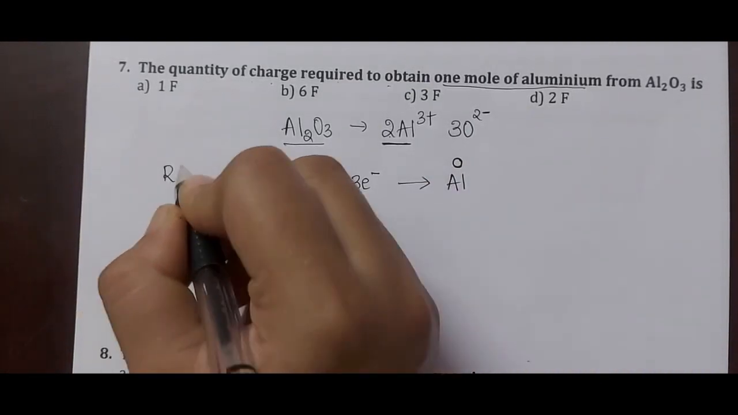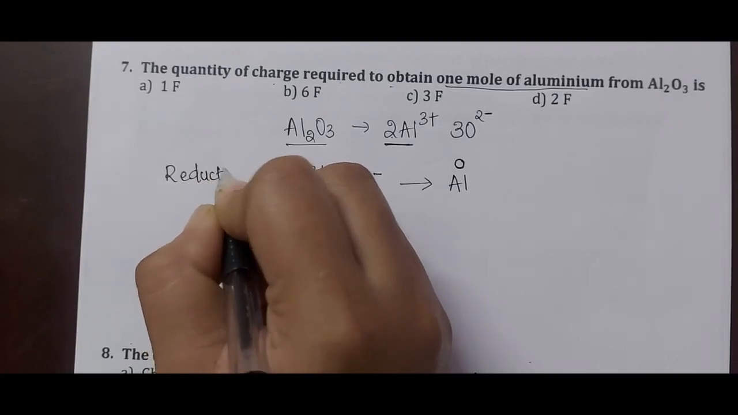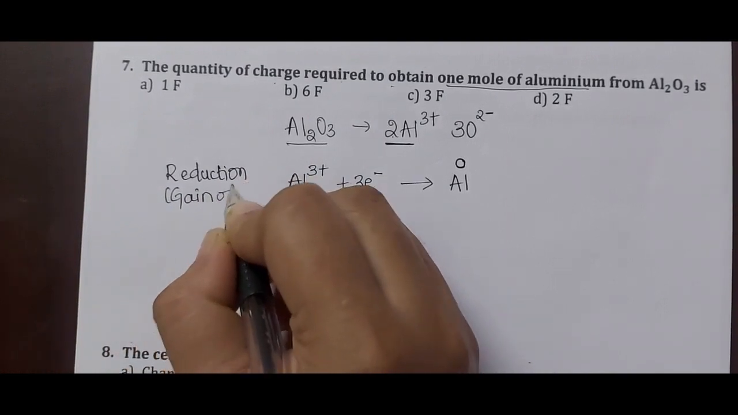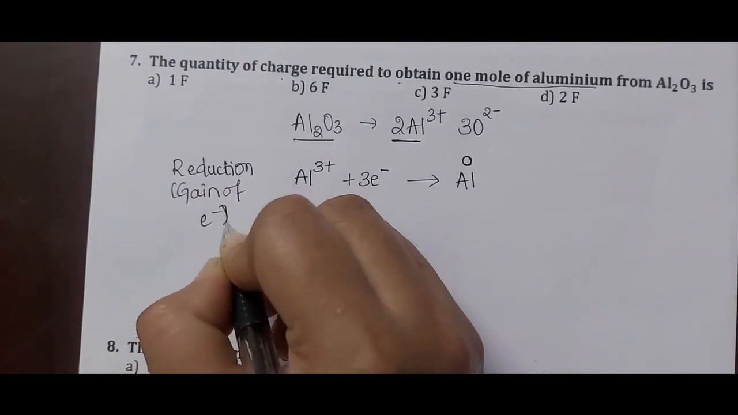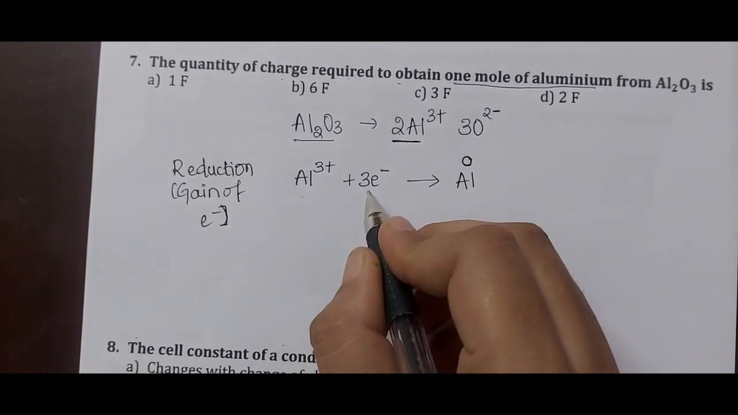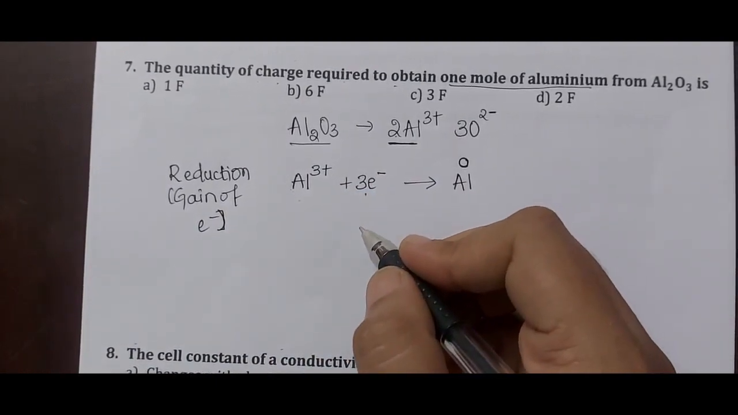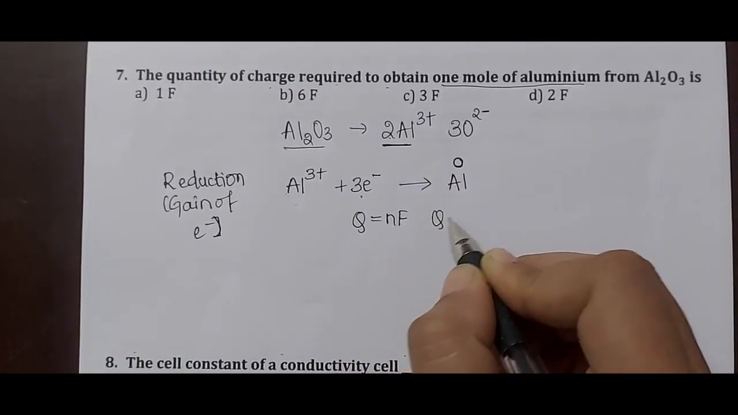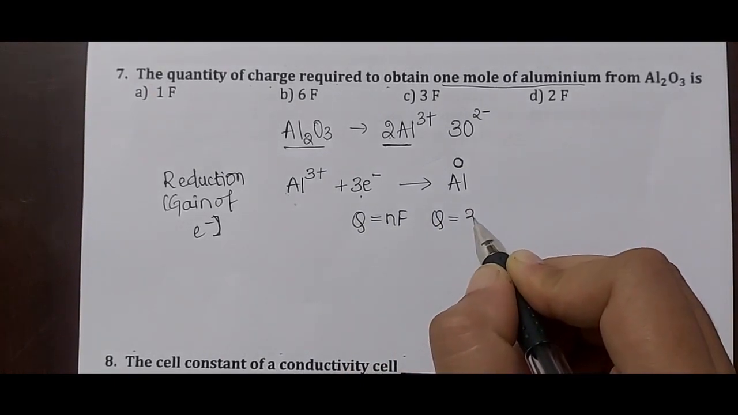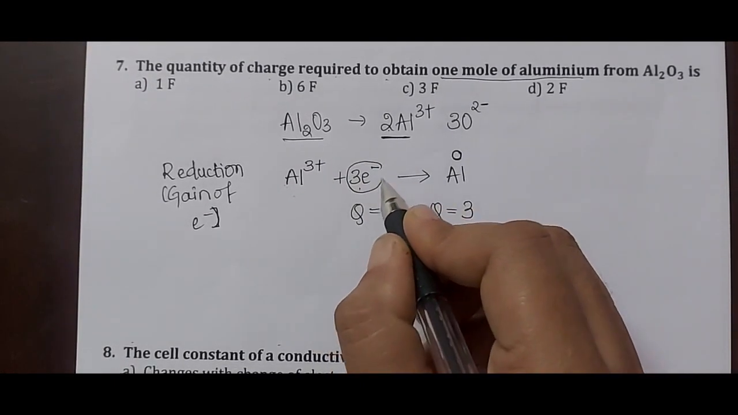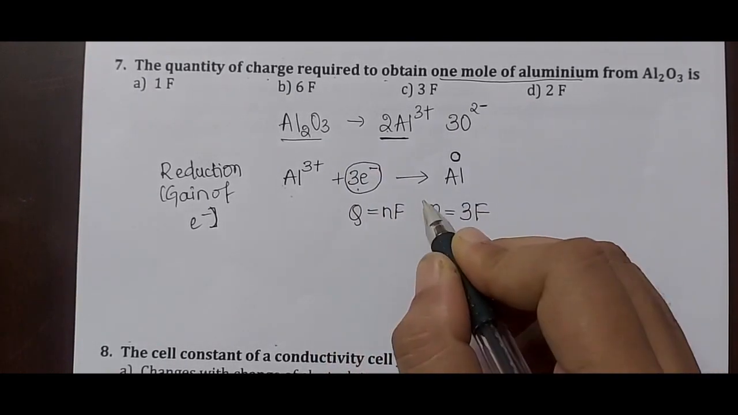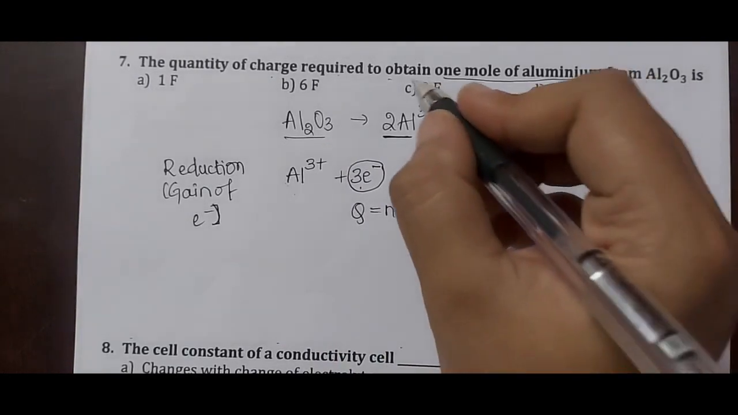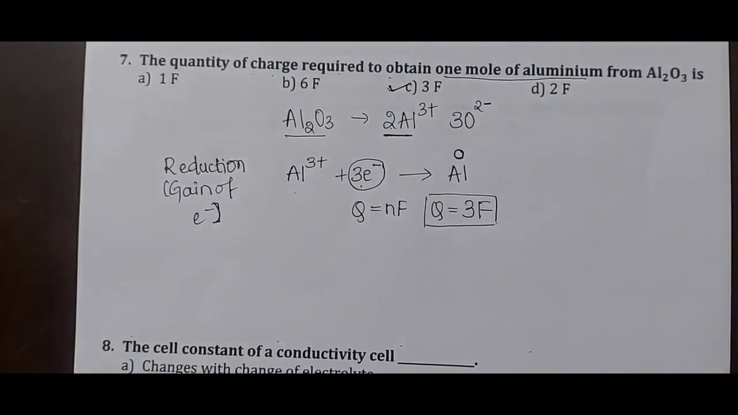Again it is which reaction? Reduction reaction. What happens in reduction reaction? Gain of electrons. Thus we say that it is gaining 3 electrons. Now for the same, the formula we can use is again Q equal to nF. n value is 3 because it has made use of 3 moles of electrons, and F, so the quantity of charge required is equal to 3 Faraday, and the correct answer here is option C.